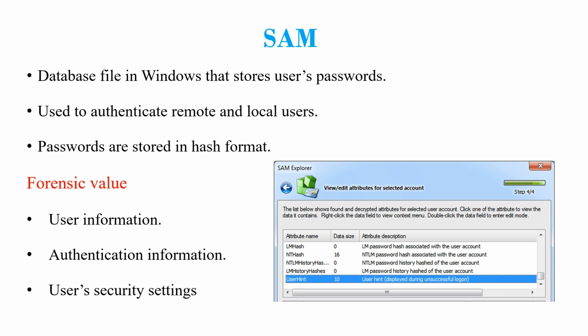In terms of forensics, it helps to identify the users on the Windows system. The information includes username, user privileges, meaning the user role, the last time the system was logged in, failed login attempts, and other information like user account type, login count, password reset, and the date and time the user was logged in.